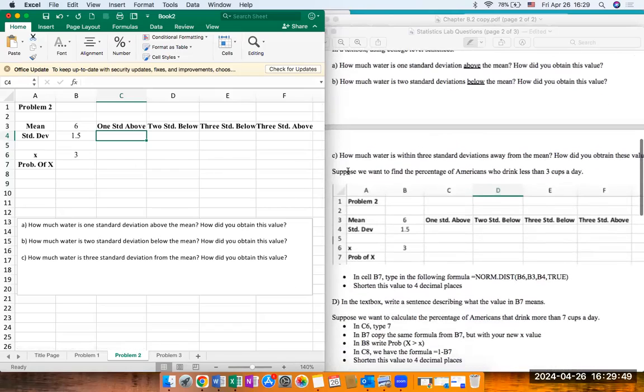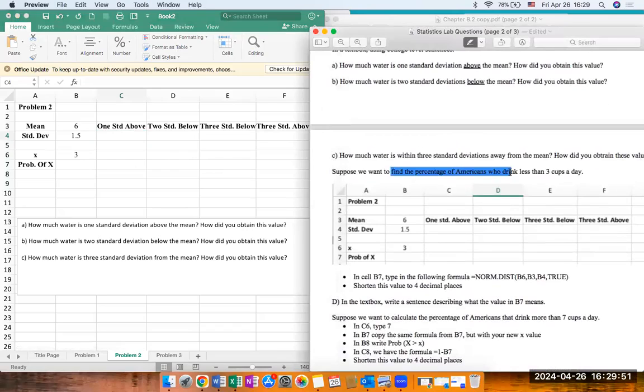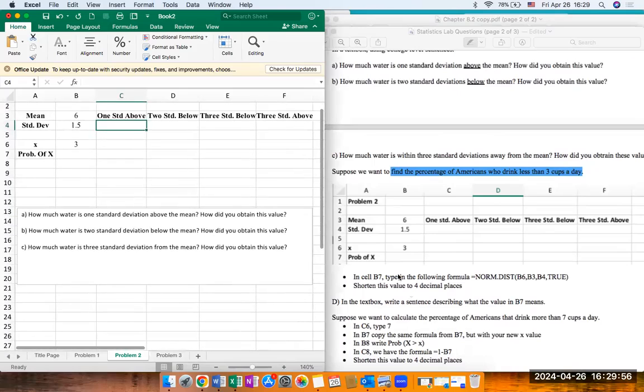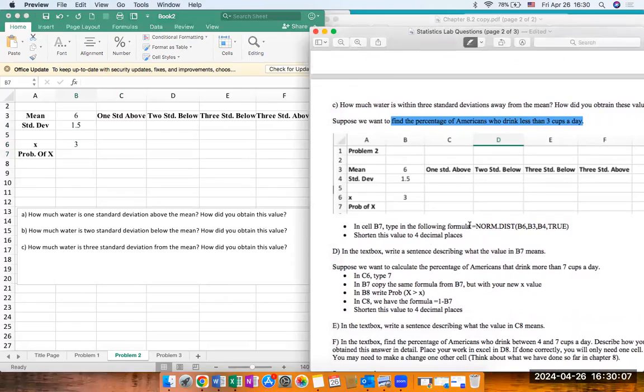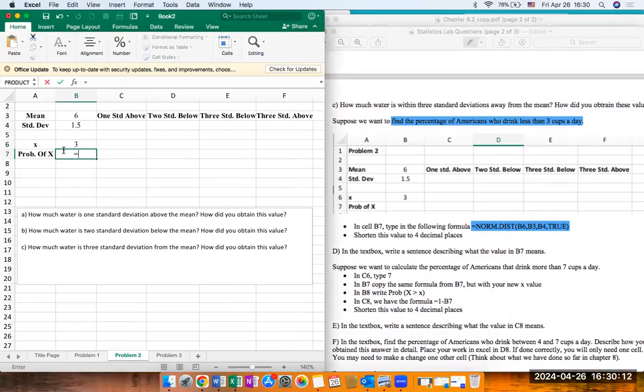Now let's say, suppose we want to find the percentage of Americans who drink less than 3 cups a day. So in cell B7, type in the following formula. So we have 3 cups here, 3 cups being the people who drink less than 3 cups. So to find your probability, we're going to be entering in this formula into B7. So it says equal normal distribution, and notice that there's a bunch. We are going to be clicking this one, normal this, and notice how it tells us exactly what it would like.